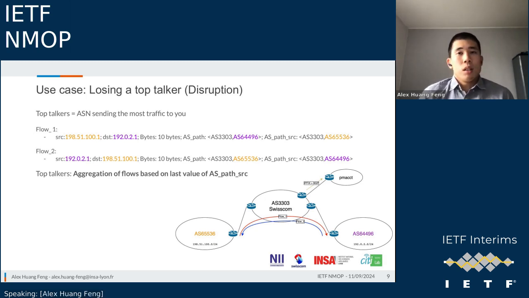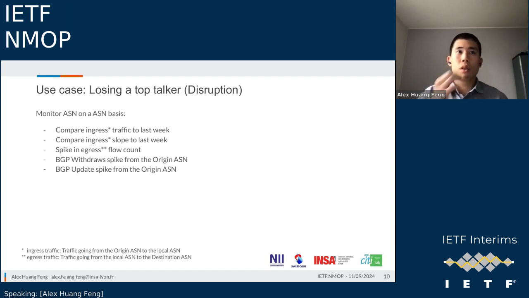And first, in this case, what we need to compute is the top talkers of our network. This means aggregating all the traffic that comes from an origin AS, which is the last value of the AS path, in this case the source AS path. Once we have these top N top talkers, we can monitor and implement a strategy, which in this case, based on experience, compares ingress traffic, so traffic coming from the top talker to us, to last week, checking also the slope, spikes on egress traffic, on the flow counts, and then, of course, withdrawals and updates.